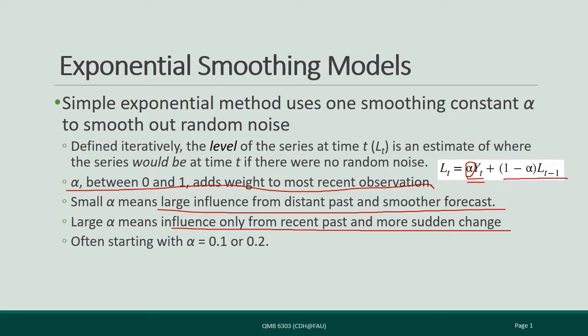So what alpha value should we use? Well, it's actually a very difficult thing to determine. As said in the book, we usually start with alpha equal to 0.1 or 0.2, and then we can vary that and see if the smoothing or the forecast gives us a better description or better fit of the values.